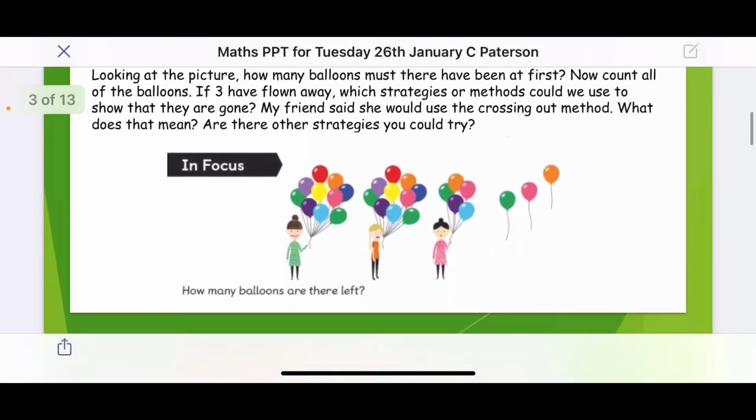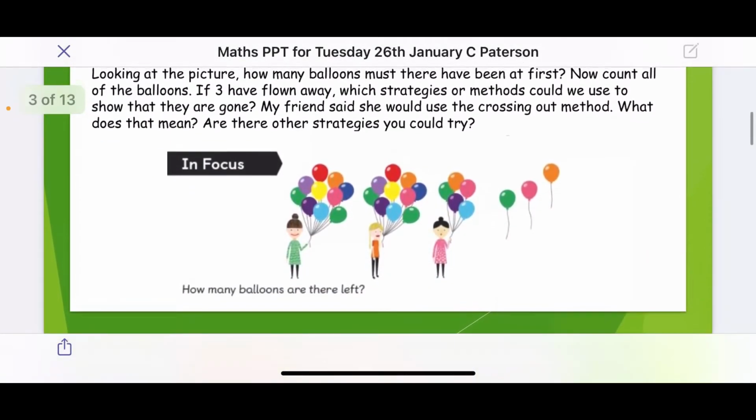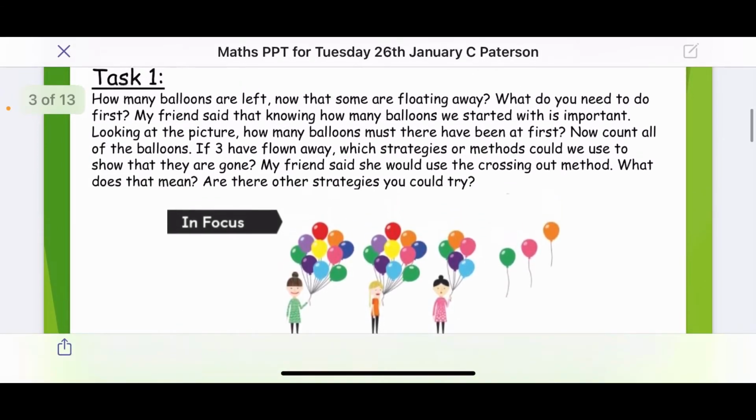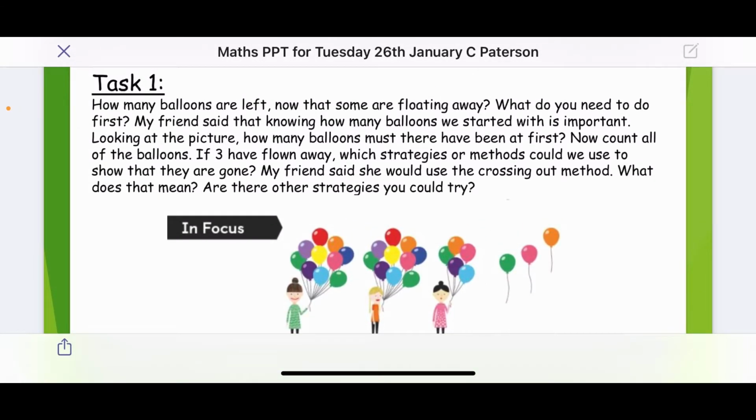So this is task number 1, it's our focus task. I'm just going to read that out for you. It says, how many balloons are left now that some are floating away? What do you need to do first? My friend said that knowing how many balloons we started with is important. Looking at the first picture, how many balloons must there have been at first? Now count all of the balloons.